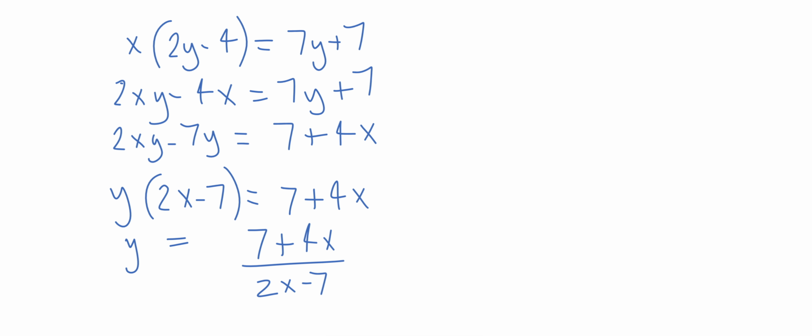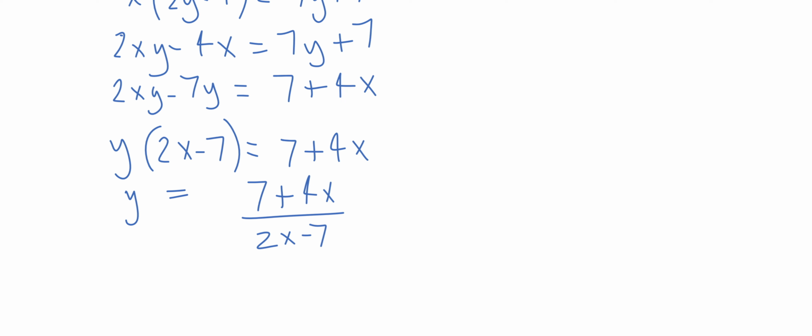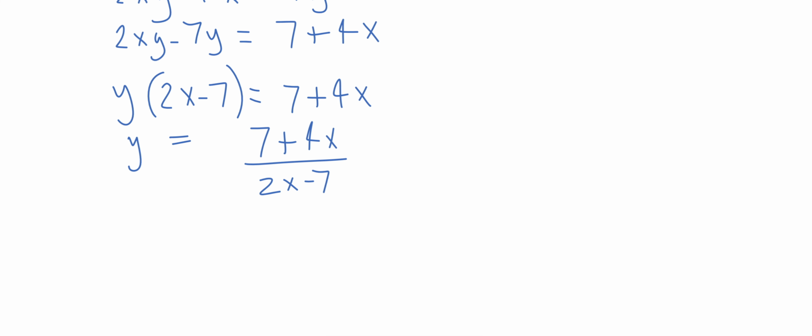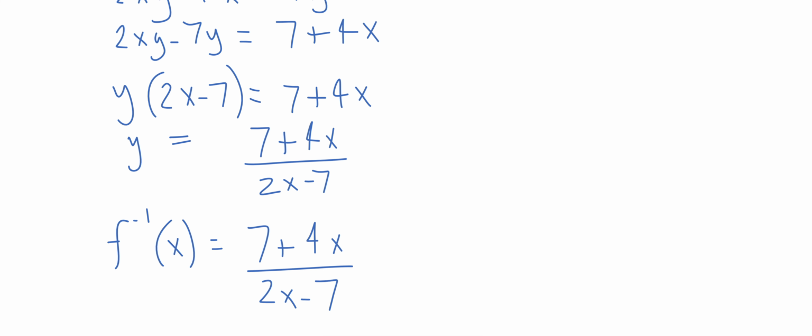And rewrite using f to the minus 1 of x instead of y. So f to the minus 1 of x equals 7 plus 4x over 2x minus 7. And that is your inverse function.